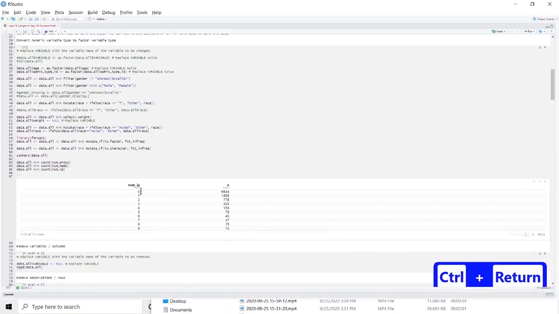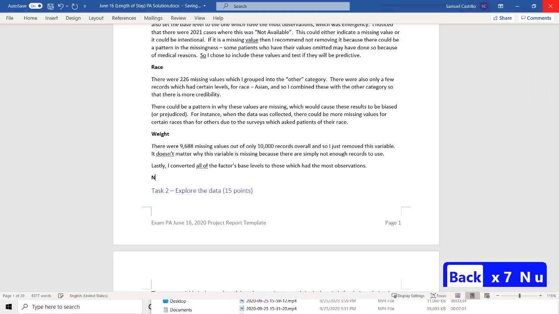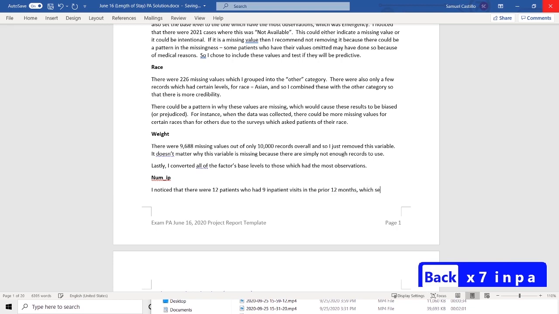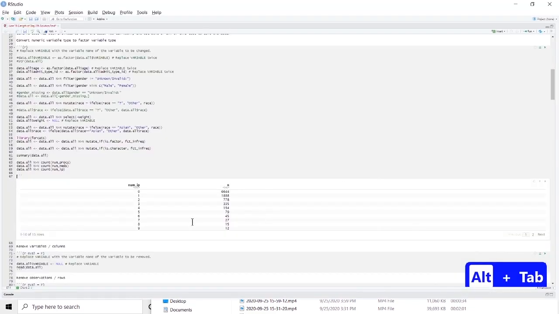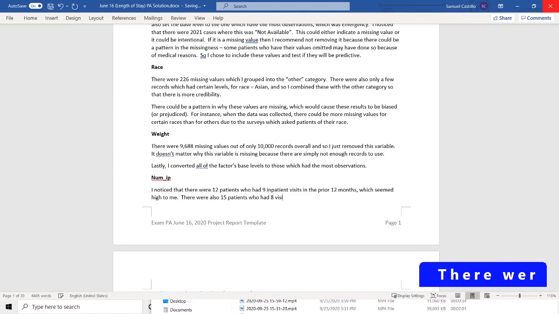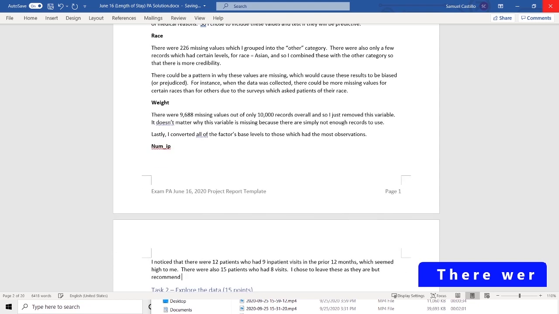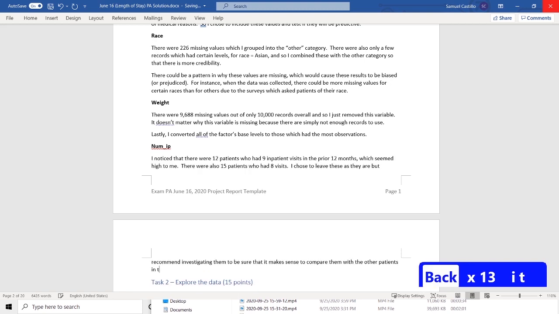Most patients, as you would expect, never go into the hospital. There are some patients who have had 9, which seems rather high. So it may be a good idea to comment on this. I noticed that there were 12 patients who had 9 inpatient visits in the prior 12 months, which seemed high to me. There were also 15 who had 8 visits. I chose to leave these as they are, but recommend investigating them to be sure that it makes sense to compare them with the other patients in this analysis.